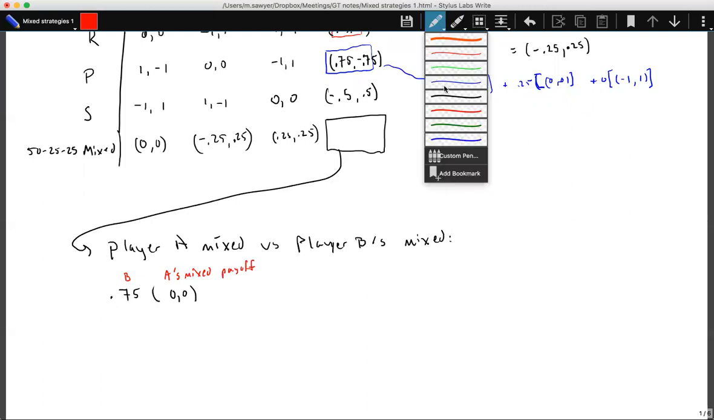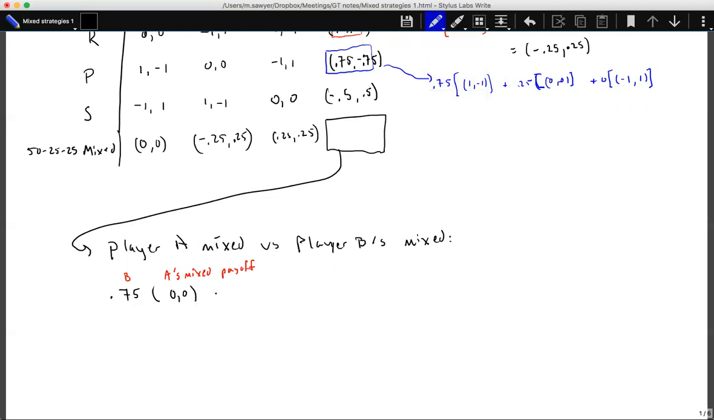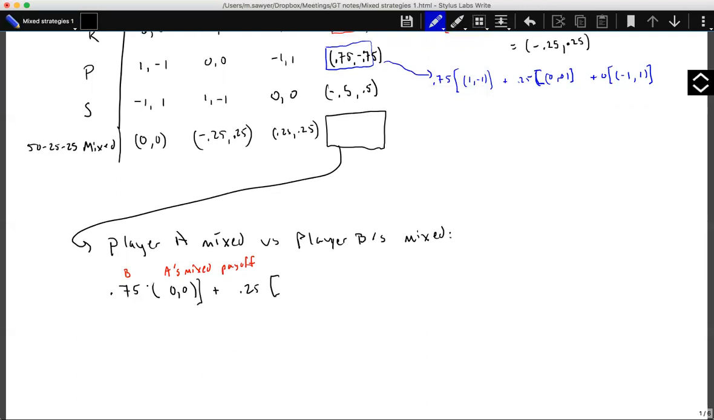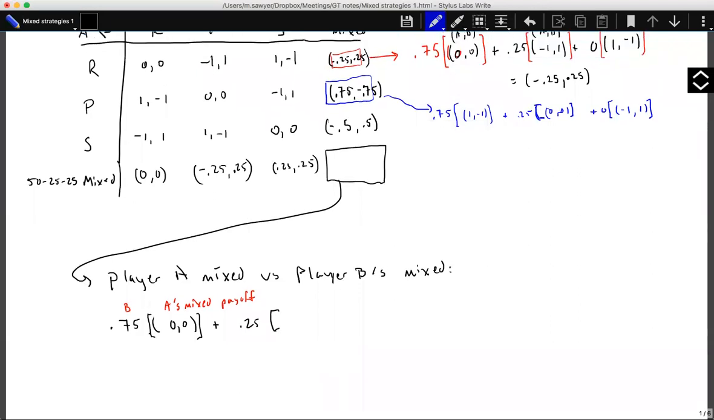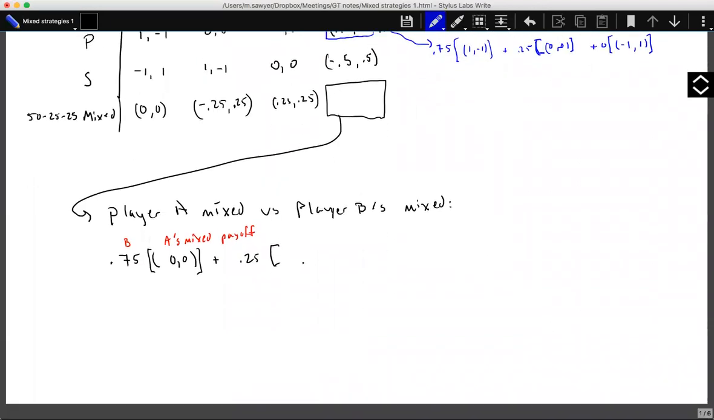So just like reading along the pure strategy row, we can read along the mixed strategy row. Plus 0.25 times the payoff, negative 0.25, comma 0.25, plus 0 times the payoff, 0.25, negative 0.25.